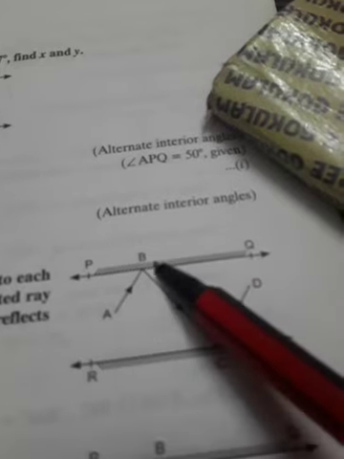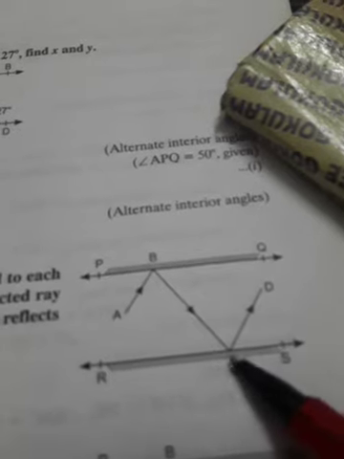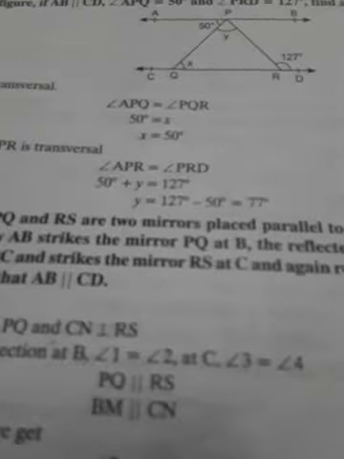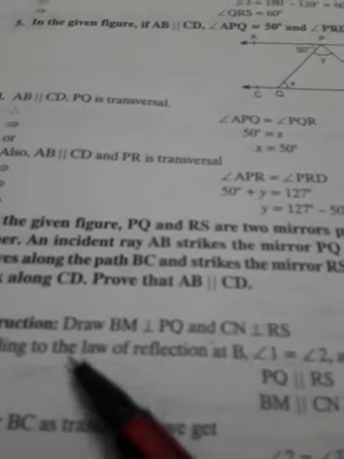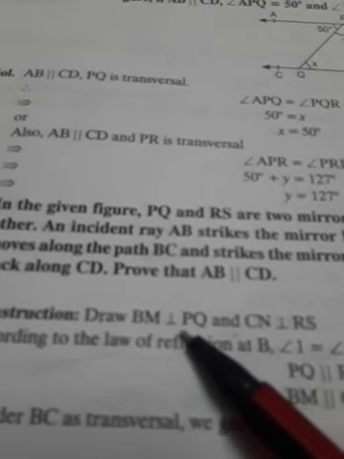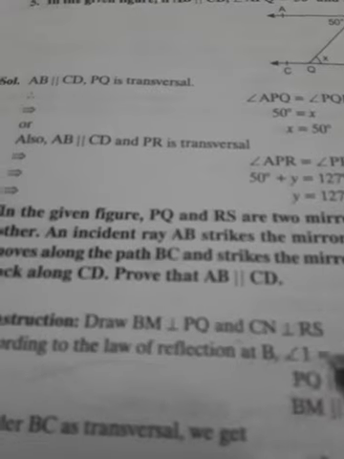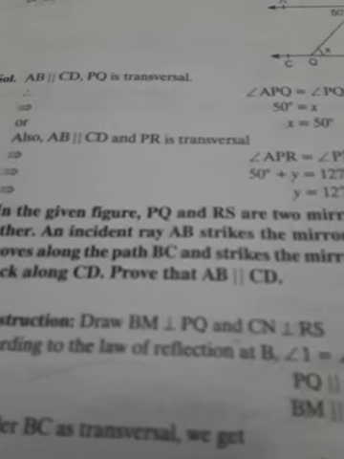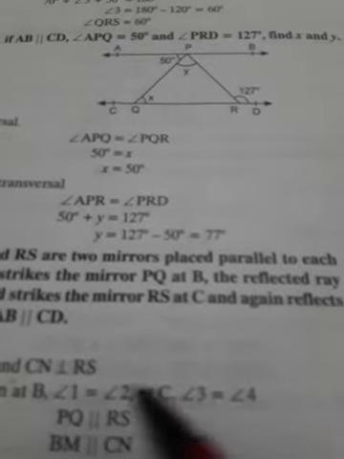Then AB strikes PQ at B. Then BC strikes RS at C. This is also given in the question. So draw BM perpendicular to PQ and CN perpendicular to RS. That is the additional construction. Without perpendiculars, we can't do this.